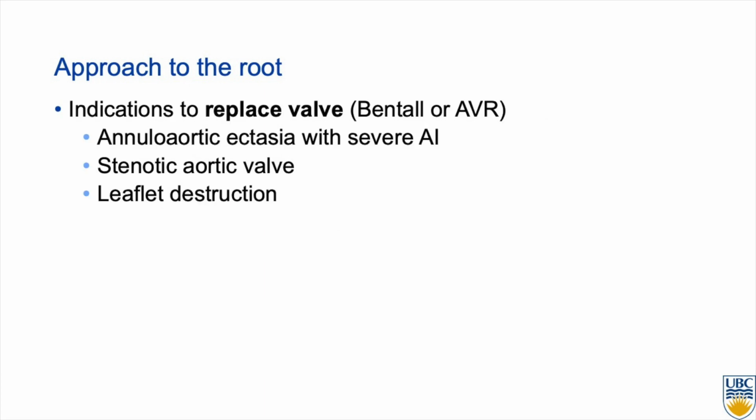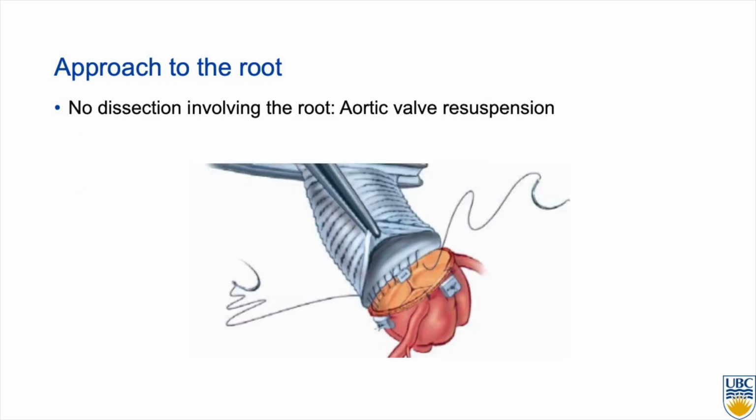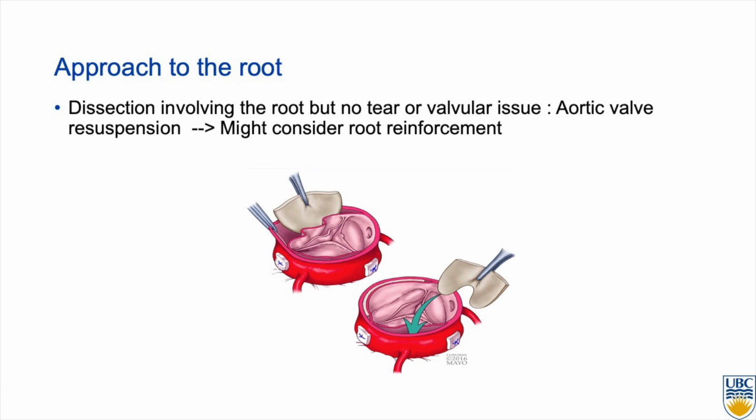Following are the indications to replace the actual leaflets of the valve. So, a patient with annular aortic ectasia with severe AI, a stenotic aortic valve, and leaflets that are destroyed. Here's a nice image of an aortic valve resuspension. In cases where the dissection does involve the root, some surgeons advocate for root reinforcement in addition to aortic valve resuspension.